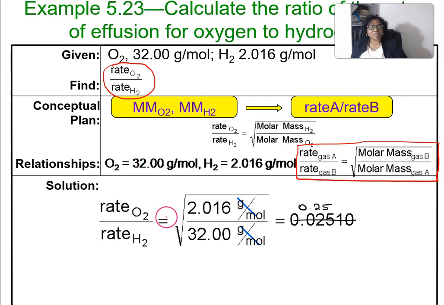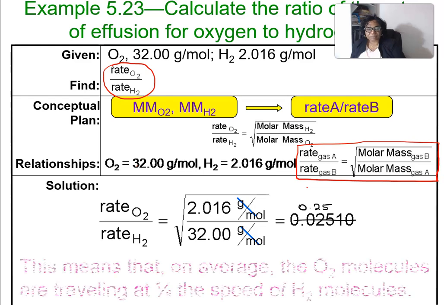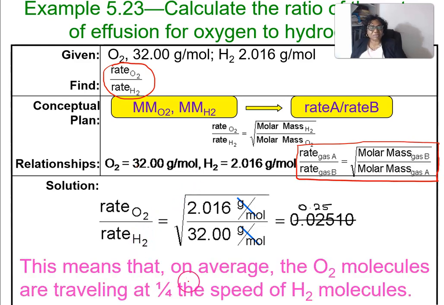So when we solve this problem, our answer is 0.25. That's the answer. This means that on average, the oxygen molecules are traveling at 1/4 the speed of hydrogen molecules, which is what we are expecting because hydrogen is lighter than oxygen.